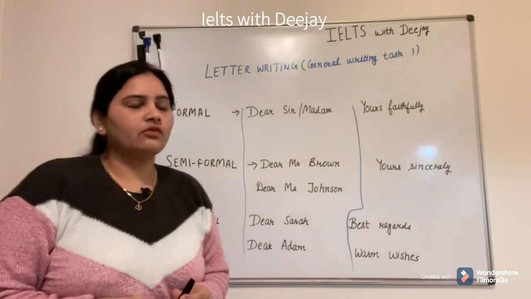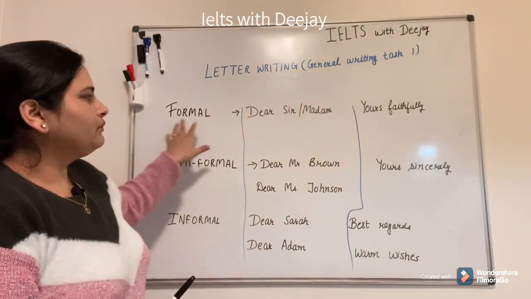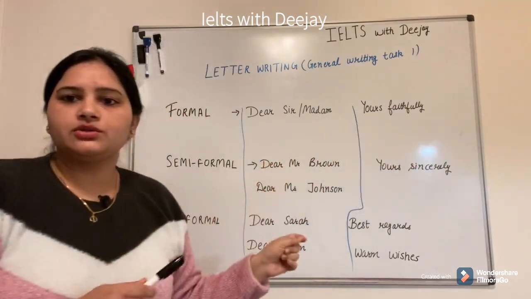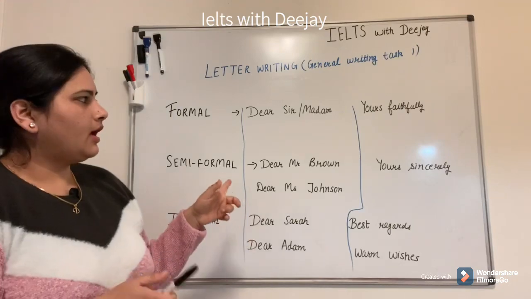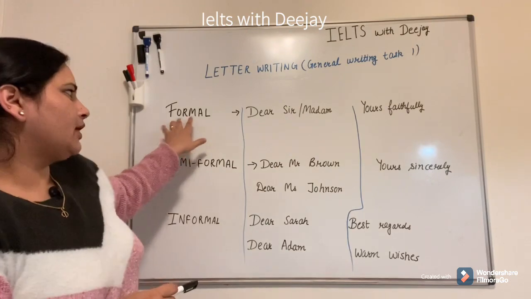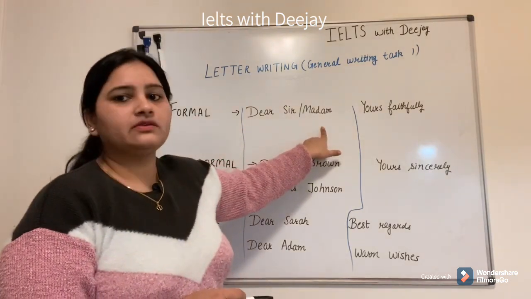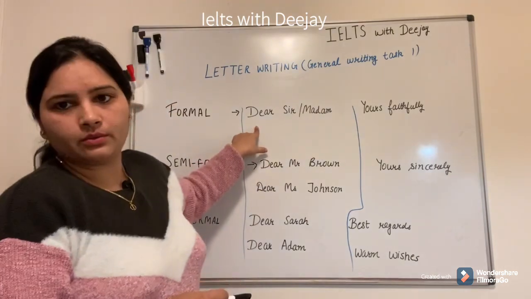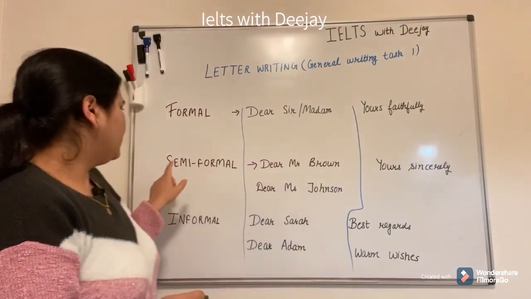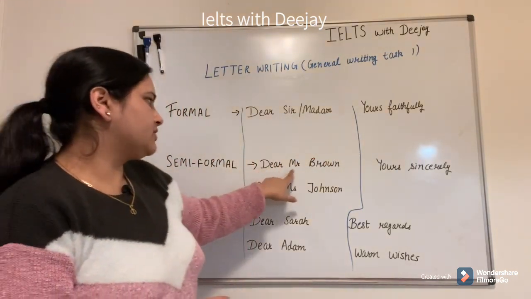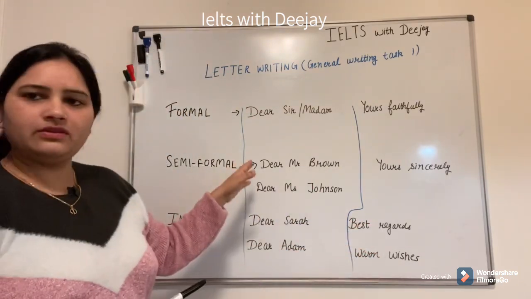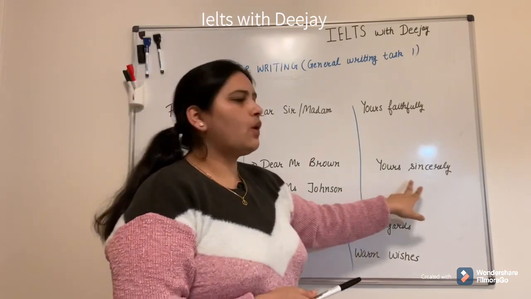After this, we need to understand how the letter has to be started and how it has to be ended, like what salutation should be there and how we have to sign off. In the formal letter, we start with Dear Sir or Madam because we don't know the name. After that, we close it with Yours faithfully. In semi-formal, we write Dear Mr. Brown, Dear Ms. Johnson, because we know their last name, and the closing is Yours sincerely.